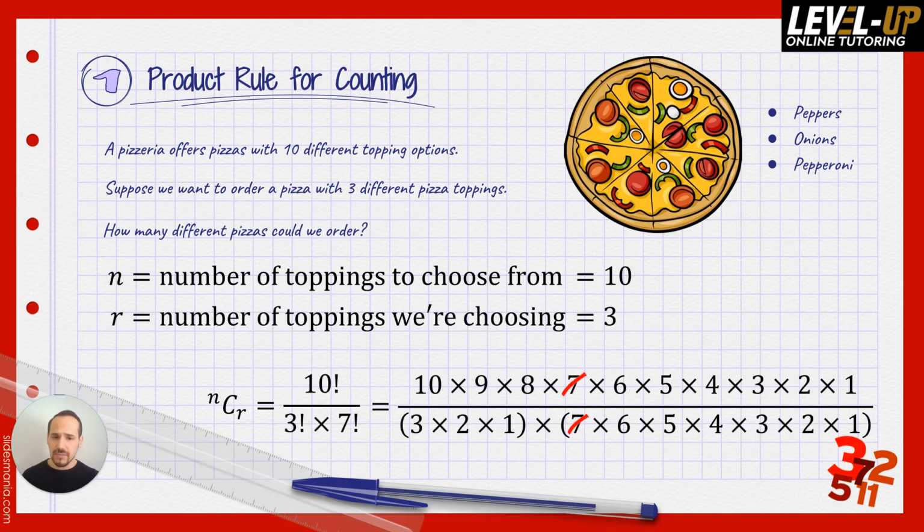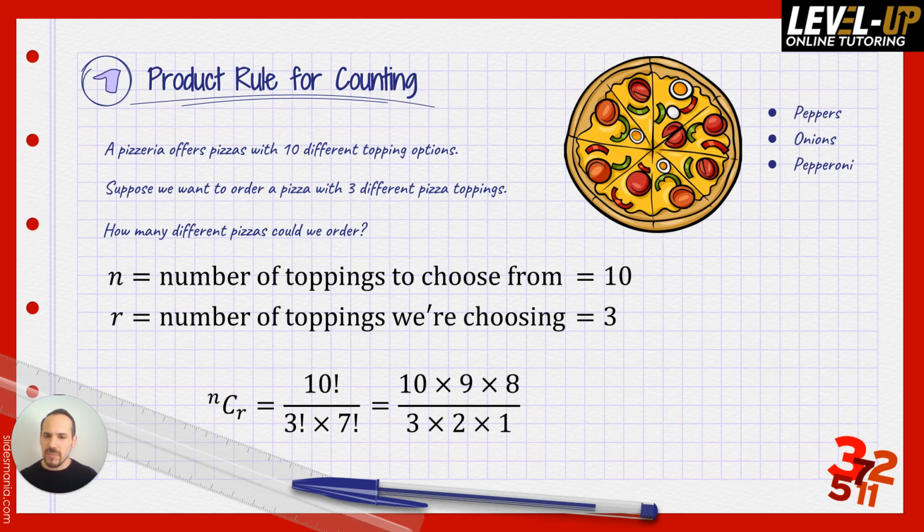For example, say the 7. We've got a 7 on the top and a 7 on the bottom. This is just a product across the top and bottom, so we can easily cancel out factors. But you see, we can continue with the 6 as well, and the 5, and the 4, and 3, and 2, and 1. They all cancel out. So straight away, we've already simplified quite nicely to this.